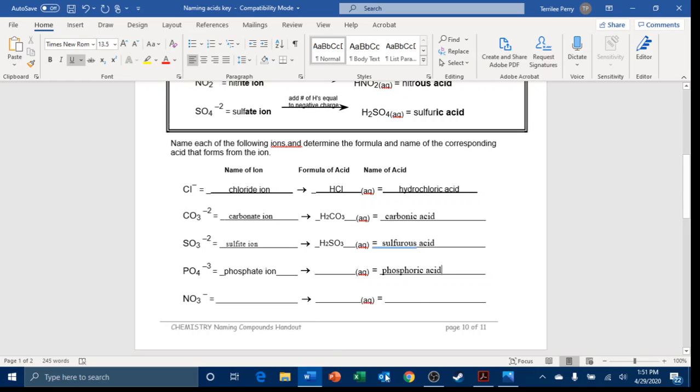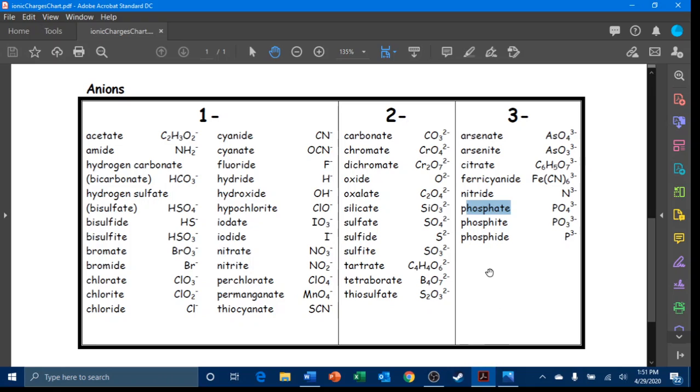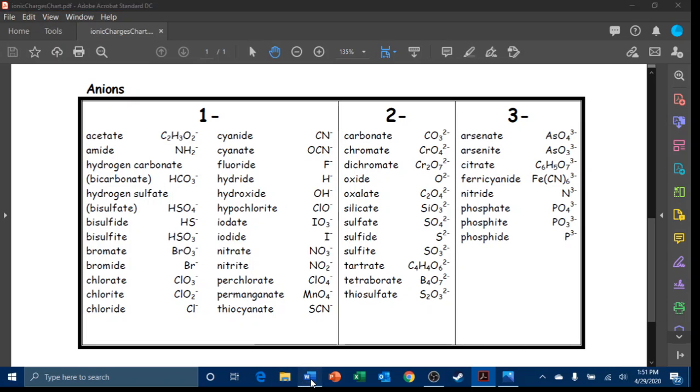Okay, NO3, let's look at it over here. NO3, and obviously you're going to have this chart. You can use this chart. You can use that flow chart. That's fine. You can do that. And I'm looking for what? NO3. Okay, so NO3 is right here, nitrate.